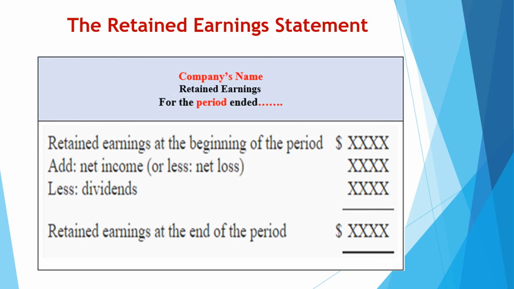Now, after preparing the title of the retained earnings statement, we have to start our calculations to find the ending retained earnings. As in the formula, we start with the retained earnings beginning. We add the net income or subtract the net loss, and we subtract the dividends to find the retained earnings at the end of the period.